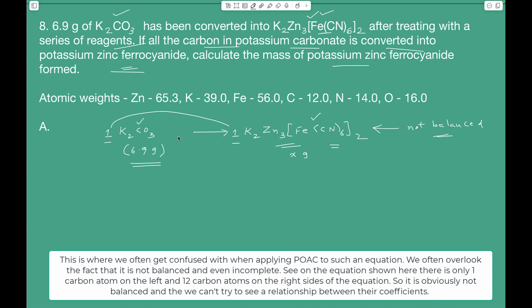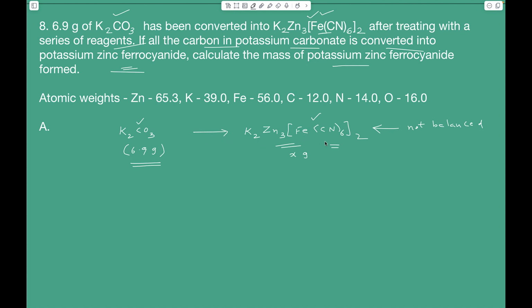You can interpret such a relationship with the coefficients found in a balanced chemical equation. Because this is not balanced, don't try to interpret a relationship between these coefficients. So this is neither a complete chemical equation nor is it balanced. It only shows the reactant and the product that we are interested in to answer this question.